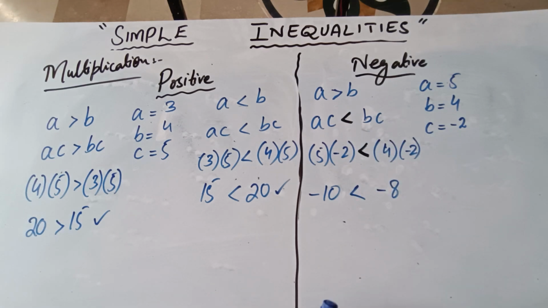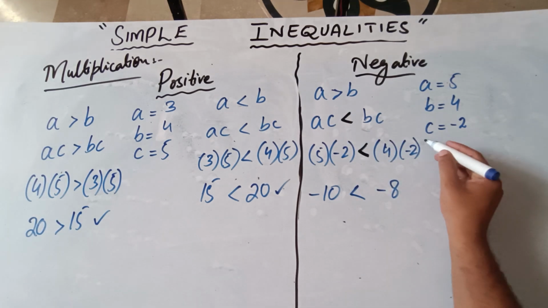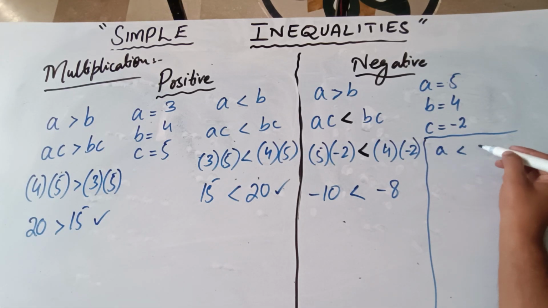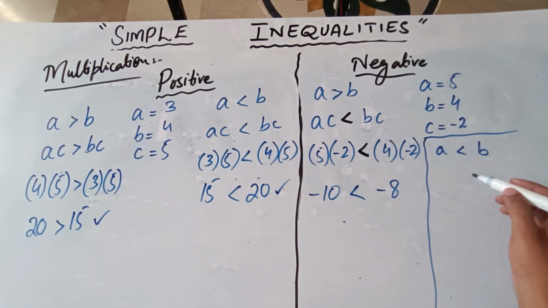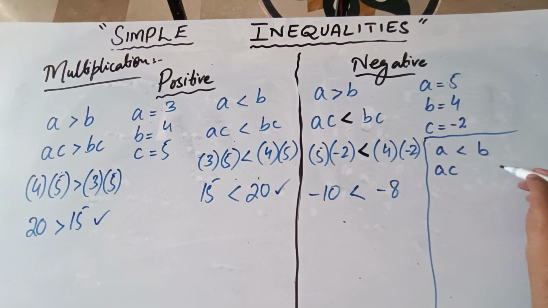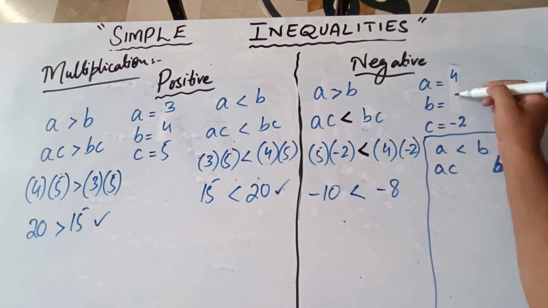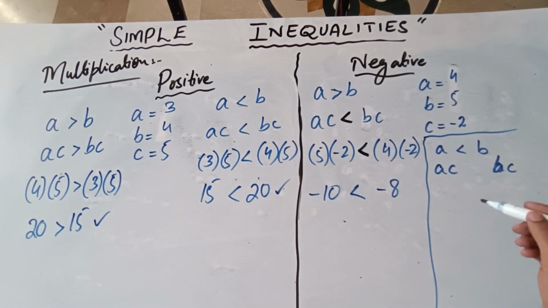You can check it for the other case as well, the lesser than case. If A is lesser than B, and we multiply both sides by a negative number, what will happen? Now A is lesser, so let's shuffle the values of A and B. Now let's substitute all the same values.